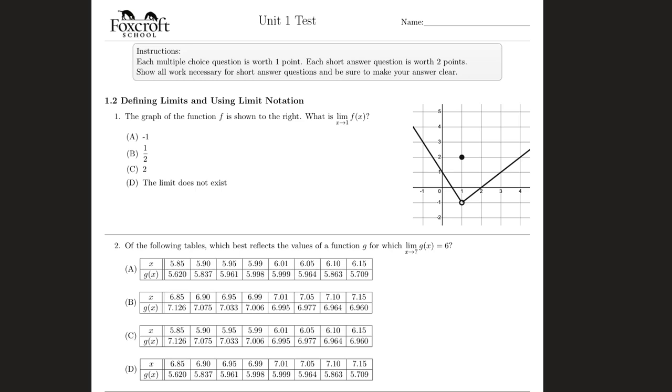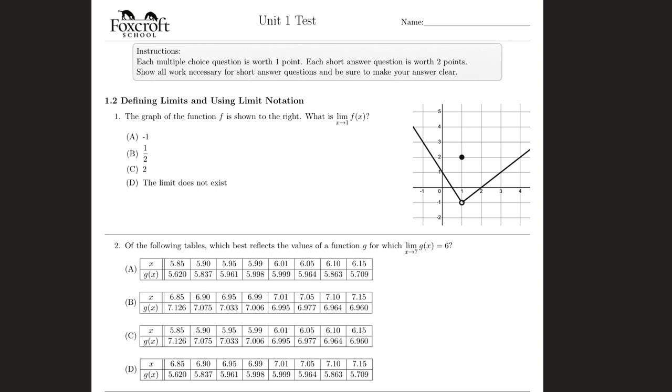All right, in these videos, I'm going to go over the Unit 1 test, so that if you want to go back and retake any learning objectives from Unit 1, you have this video to help you remember what was going on and hopefully figure out what the problems were asking. All right, so Unit 1 was all about limits.